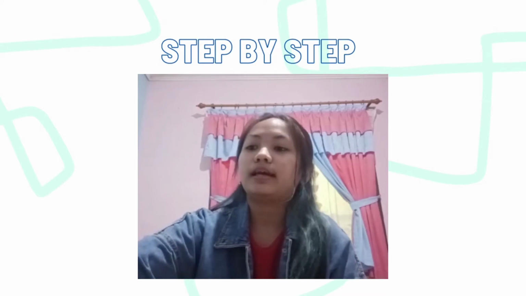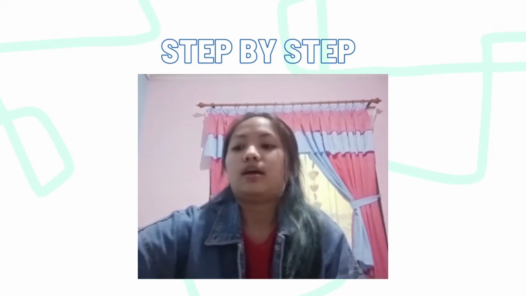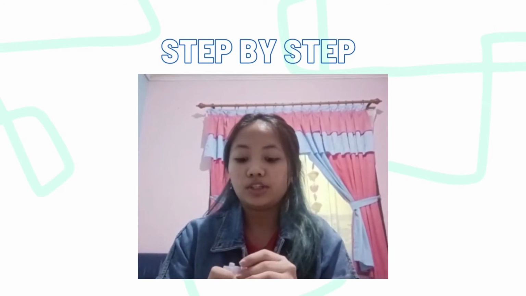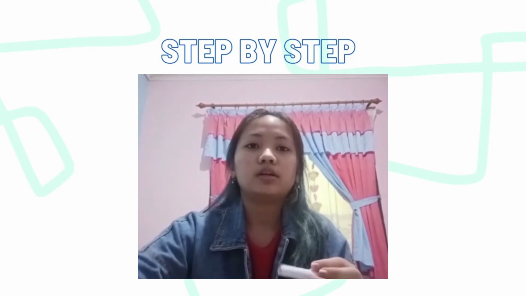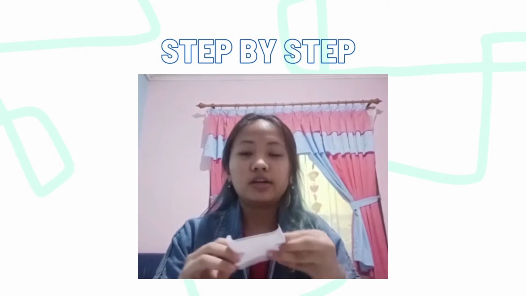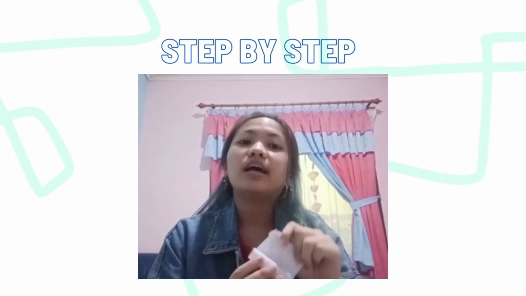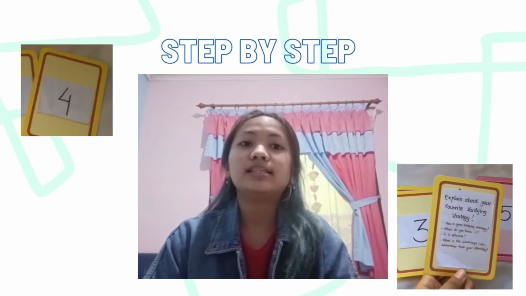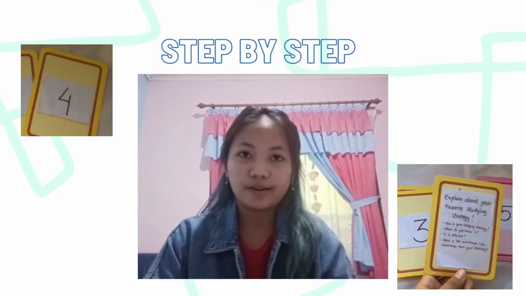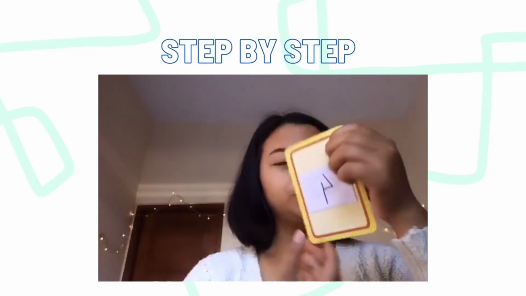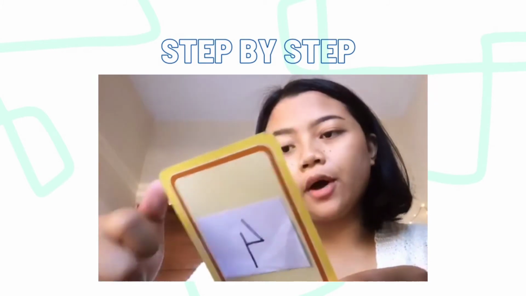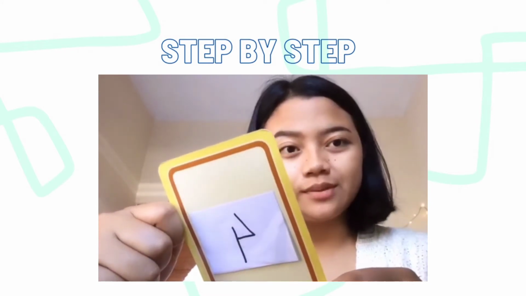For example, like this. I have the lottery and, for example, I choose this one. So, here's number 4. The student must do the hot seat with the topic that is in card number 4 and start to answer the question. Here the question is, explain about your favorite studying strategy.